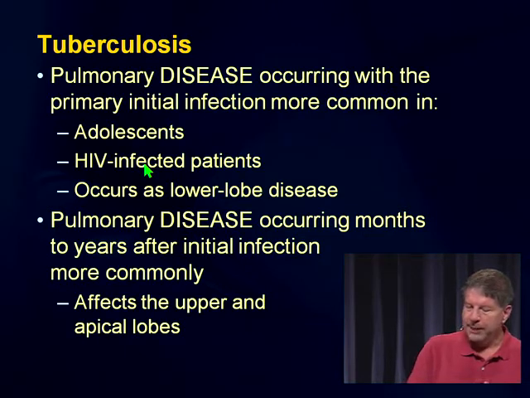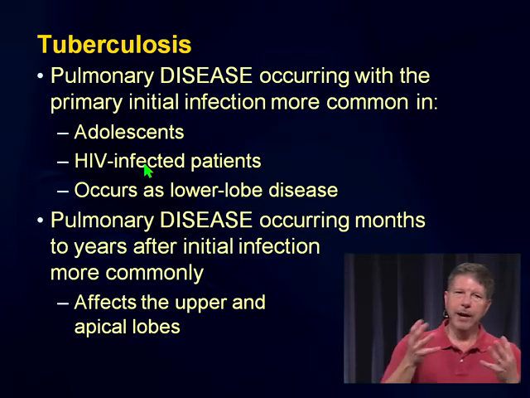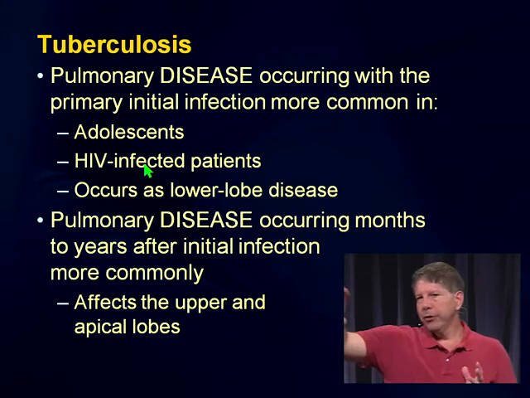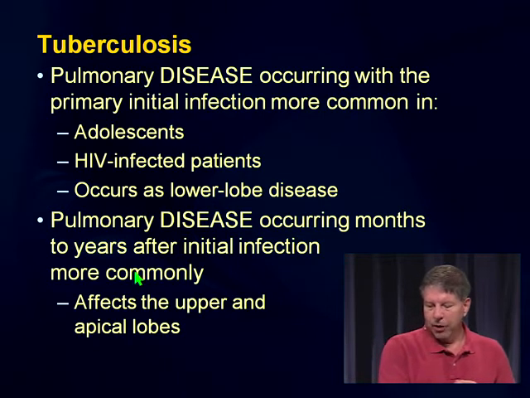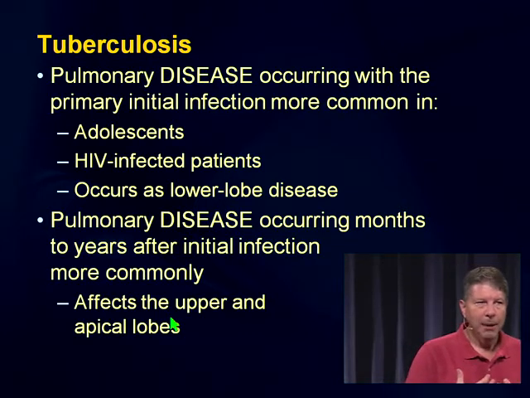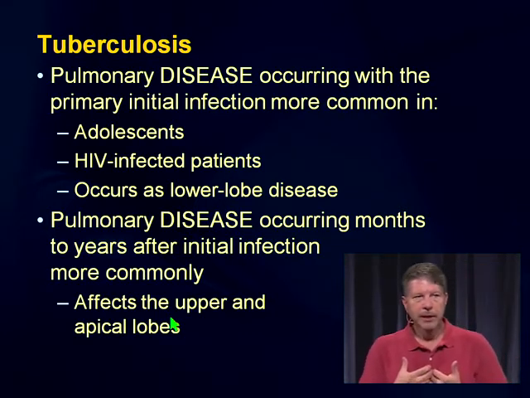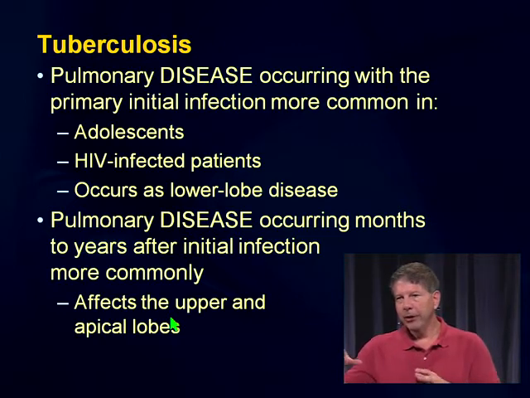Now, reactivation pulmonary disease, so let's say, okay, I get infected here today. 10 years from now, I get on chemo or whatever, and my TB gets out of control. Then what's most likely going to show up, I'll get disease in my lungs, but it's going to be the upper and apical lobes. Okay? So disease years after your initial infection is usually upper or apical lobe.